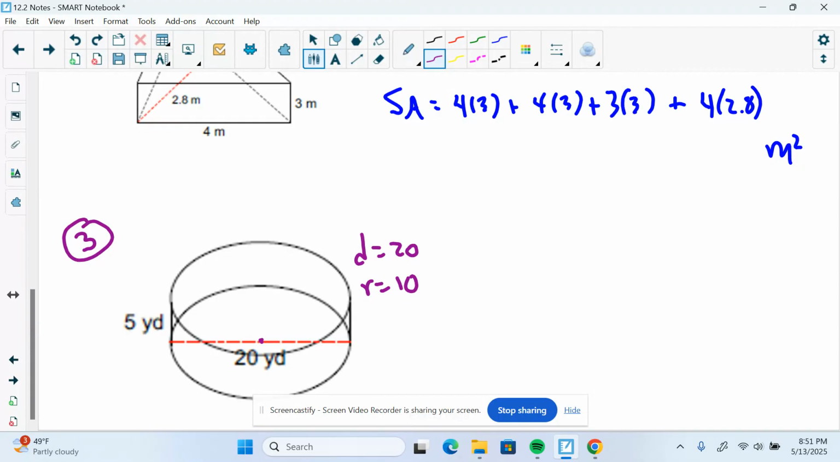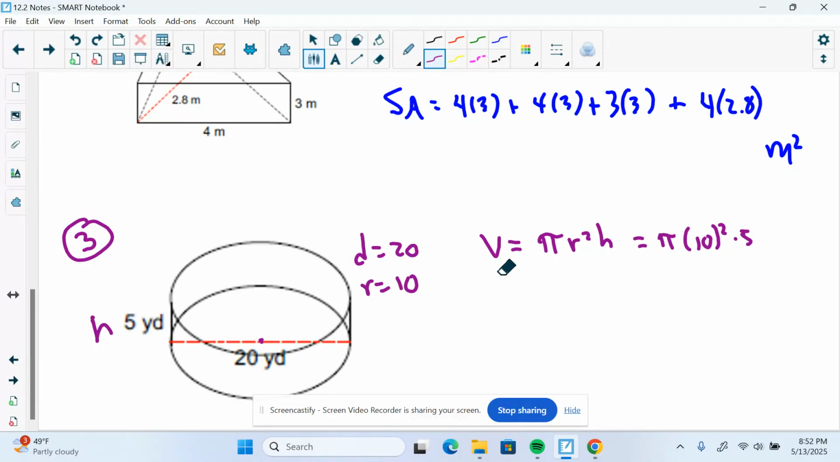Next, we're going to identify this as the height. That's the height of my cylinder. How do we calculate volume? Volume of the cylinder is pi r squared h, and now I'm just going to plug in the numbers. If you find it helpful, write down the formula on paper and then plug in the numbers, right? So the volume is going to be pi times 10 squared times 5.